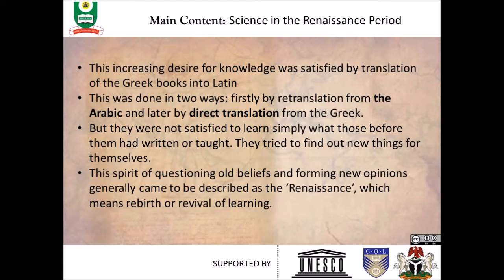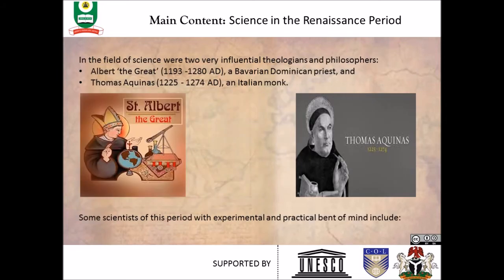The revival was started in Italy by three famous scholars: Dante, 1265 to 1321 AD, Petrarch, 1304 to 1374 AD, and Boccaccio, 1313 to 1375 AD. These artists tried to show how superior the learning, art, and culture of the ancient Greeks were, and this led to a revival of interest in the Greek language.